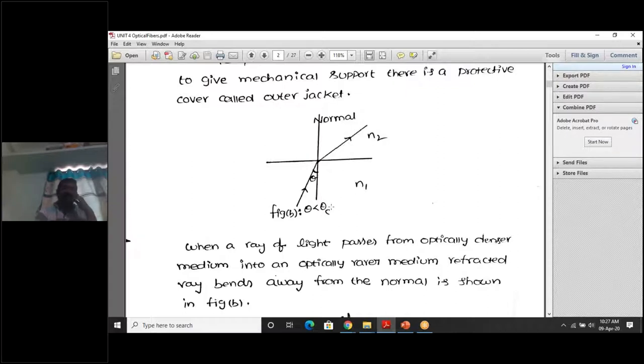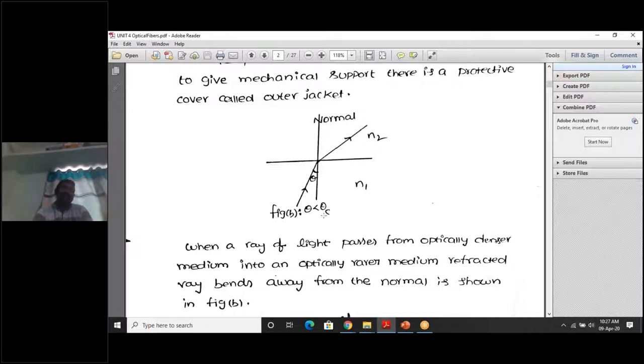Let us assume yes, we have now. What is our task? What is the critical angle for these two mediums? This medium is a denser medium with refractive index n1, and the above medium is a second medium whose refractive index is less. It's a rarer medium, and the other is a denser medium. The refractive index is n1 for the denser medium and n2 for the rarer medium. Now we have to find out the critical angle expression.